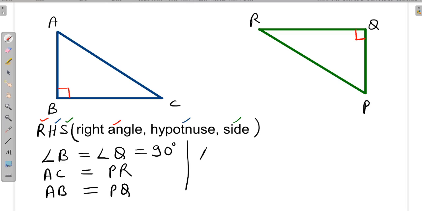Therefore we can say that triangle ABC is congruent to triangle PQR. Triangle ABC is congruent to triangle PQR by the criteria RHS.